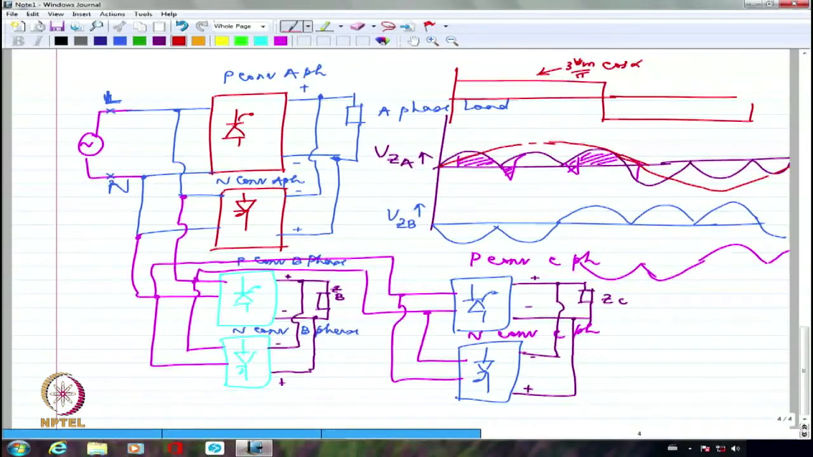J d omega by dt equal to Te minus TL. That is the equation F equal to ma, something similar to that. That's what I'm talking about. So you are going to see that it takes a while before the speed changes even a little bit. So the response time is really, really large for a synchronous motor drive, which corresponds to megawatt level rating.